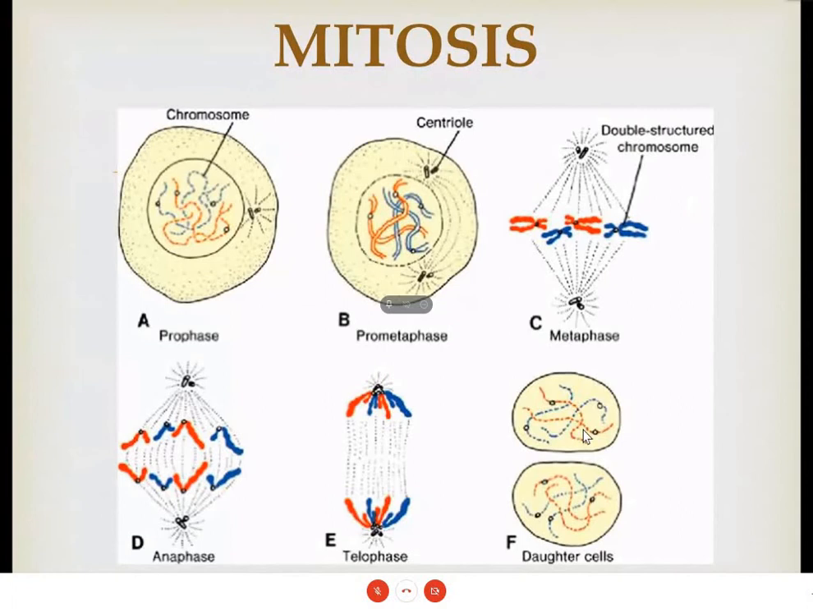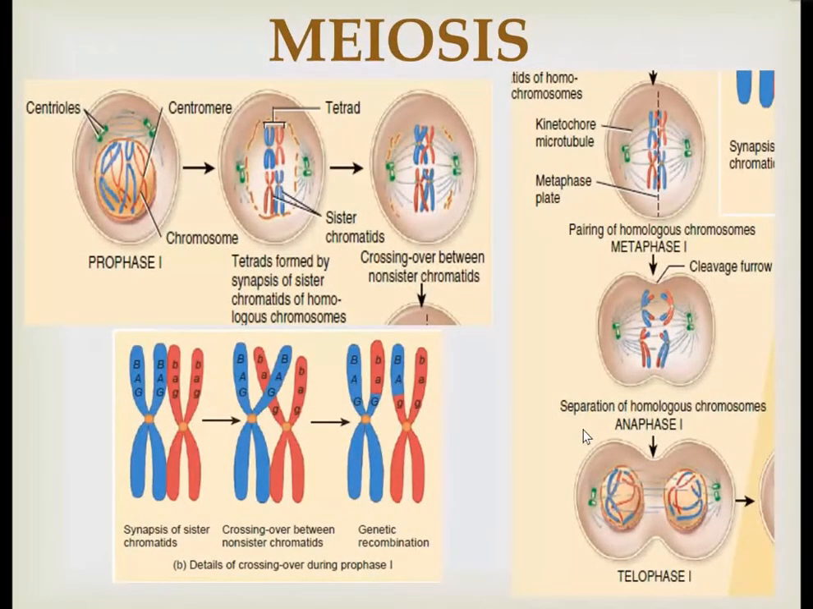Okay. Now next is meiosis. So meiosis is quite a complicated one. We have to remember the two. Meiosis will be completed in 2 divisions, meiosis 1 and meiosis 2. Meiosis 1 is the longer one. It also has prophase 1, metaphase 1, anaphase 1, and telophase 1.